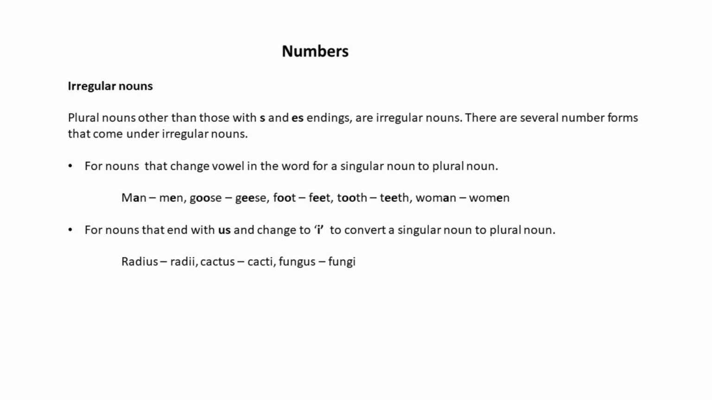Similarly is the case with the word foot. In the word, you replace the vowels O and O with a double E. So the plural form of foot will be feet. In the same way, if I take the word goose, you replace the double O with double E. So the plural form will become geese. And if I say tooth, in this case you replace the double O in the middle with double E. So the plural form will be teeth.